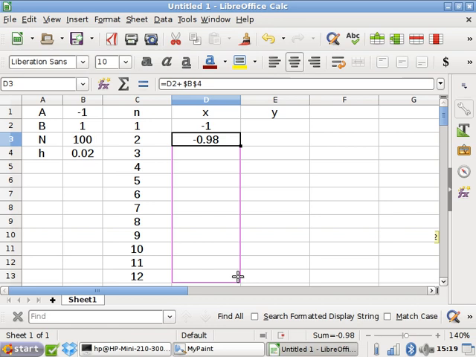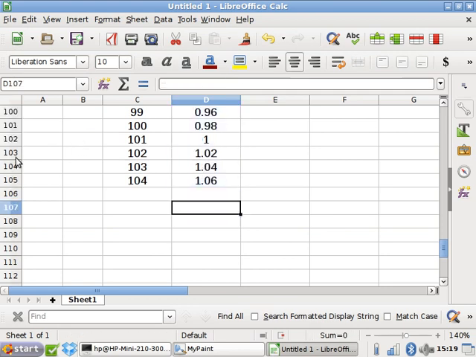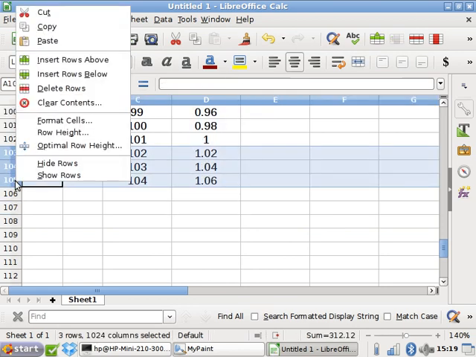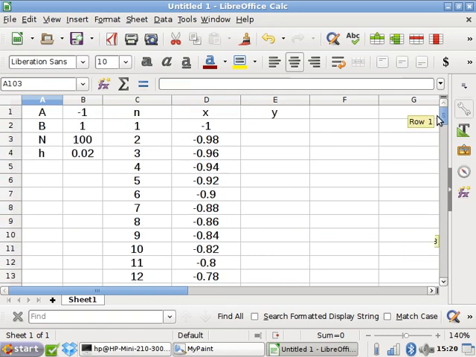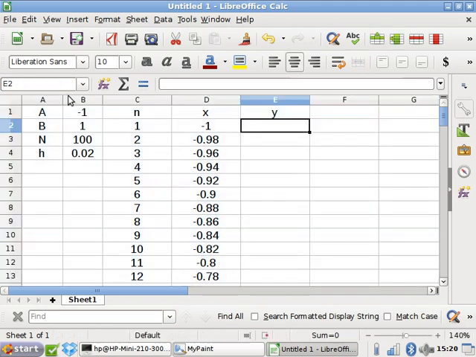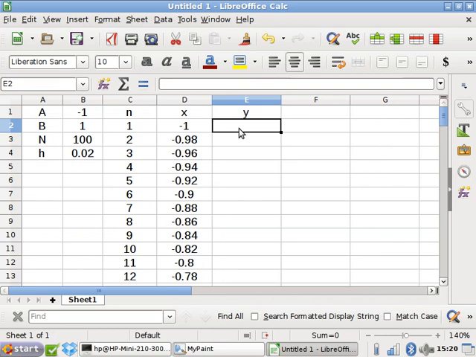Now we just go all the way down until we get to 1. So I'll go a little bit extra just to be safe. Okay, so I have way too much. Nothing changed. Make it until 1. Just 1 and 1.